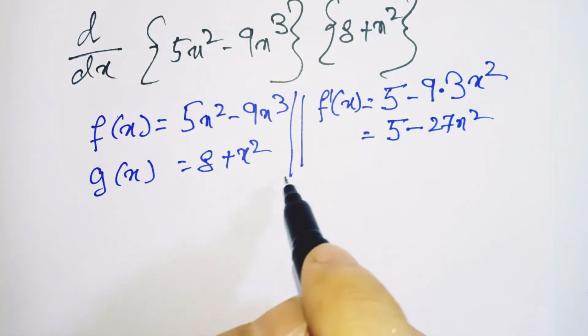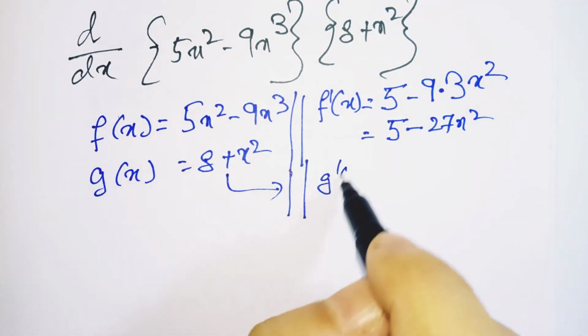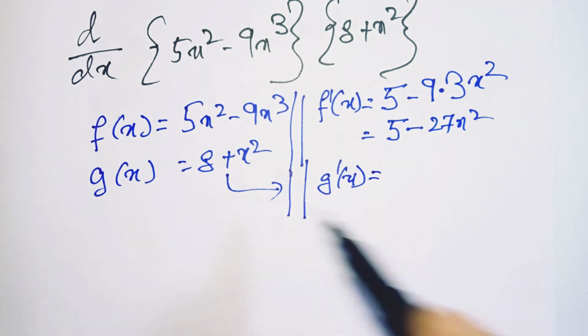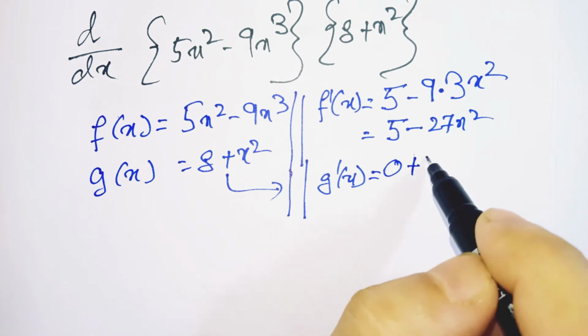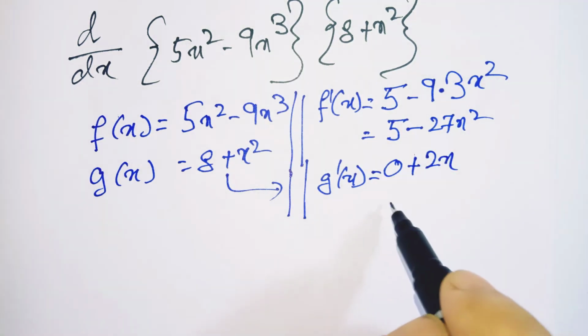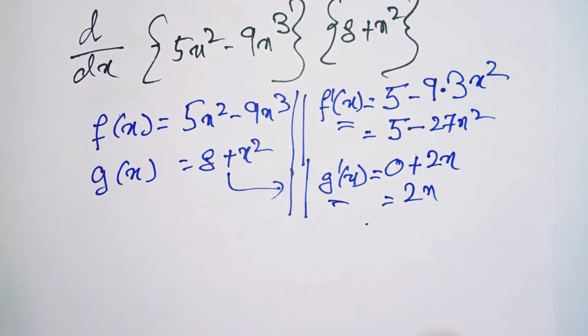And from here we take the g prime of x part. So g prime of x: the derivative of 8 is 0, plus 2x to the power 1, so it would be 2x. So we got those derivatives, f prime and g prime of x.